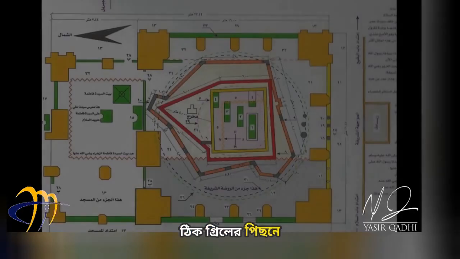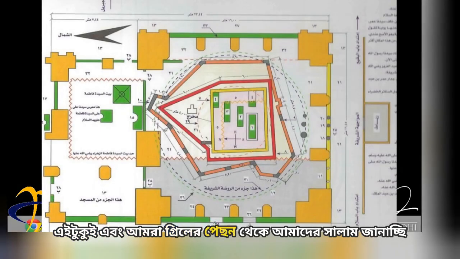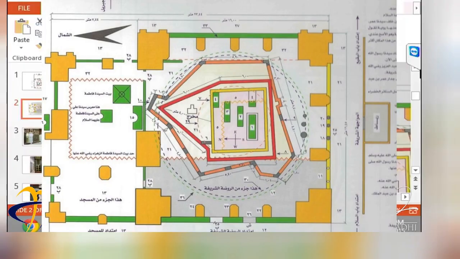And if you look at it, they're literally just 3 feet ahead of us. It's not that much of a difference, right? Nobody will go into this. That is beyond going into. So they will just go into this inner area, just behind the grill. That's it. And we are giving our salams from behind the grill.